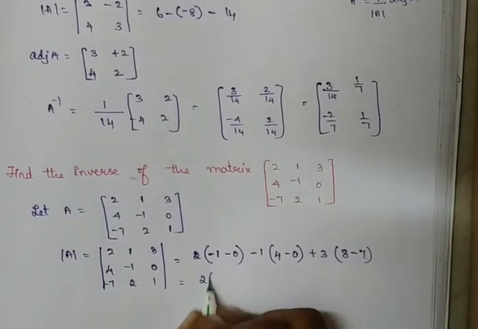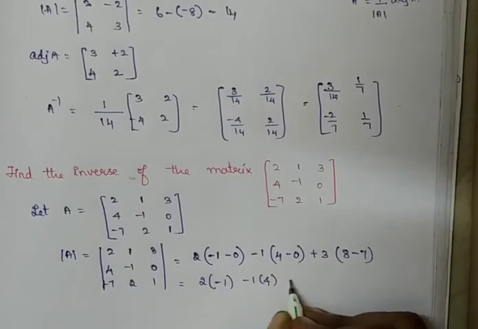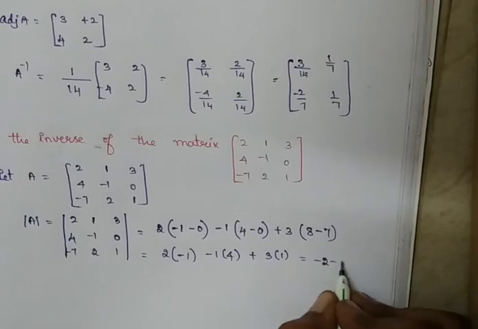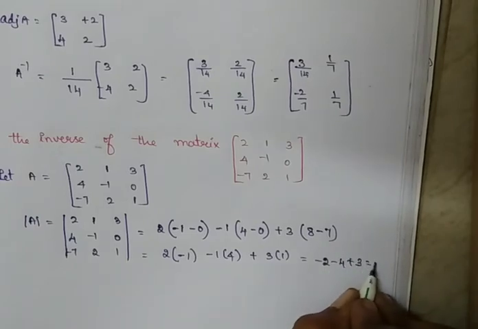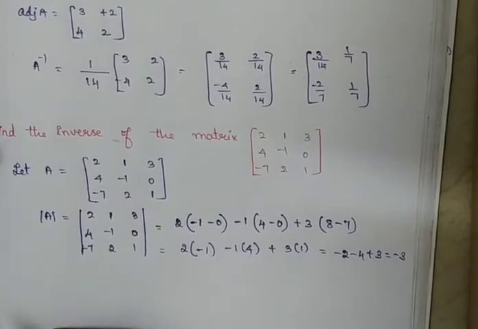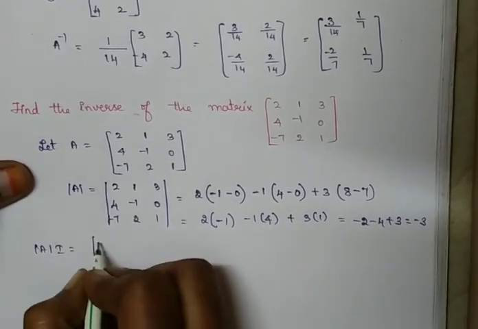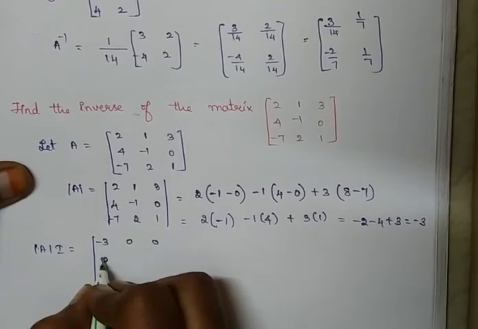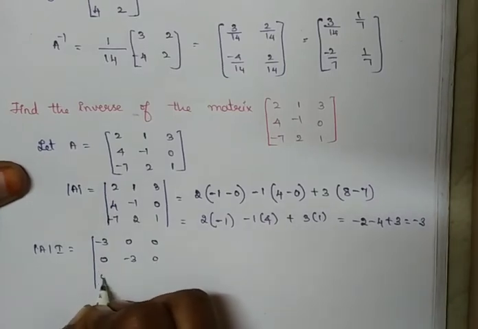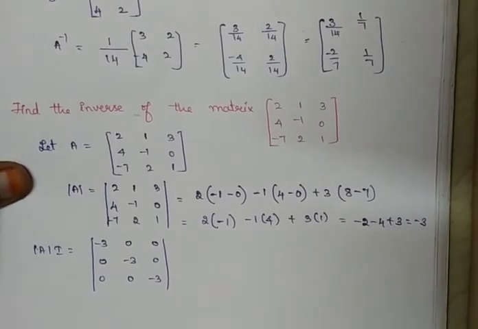Now this is equal to 2 into minus 1, minus 1 into 4, plus 3 into 1, so this is equal to minus 2, minus 4 plus 3, which is equal to minus 3. So the determinant value is minus 3 here. Now determinant of A into I is equal to minus 3, 0, 0, 0, minus 3, 0, 0, 0, minus 3. This will be my determinant A into I here.